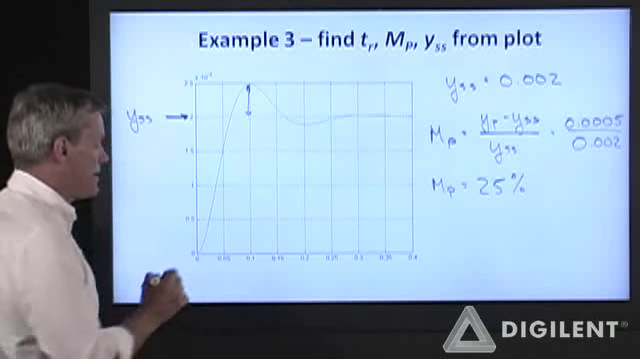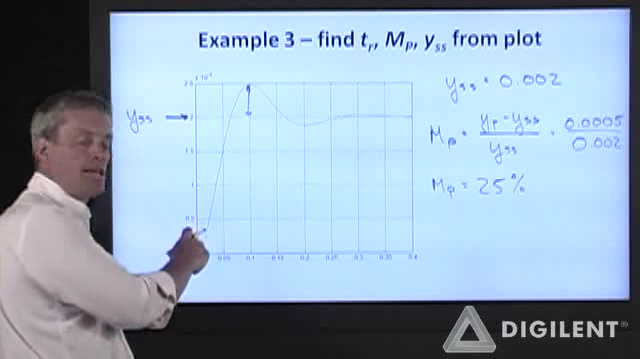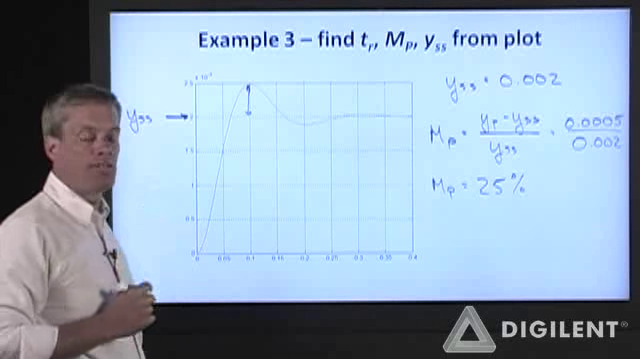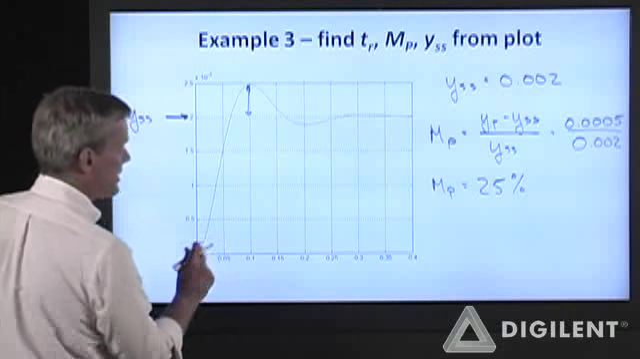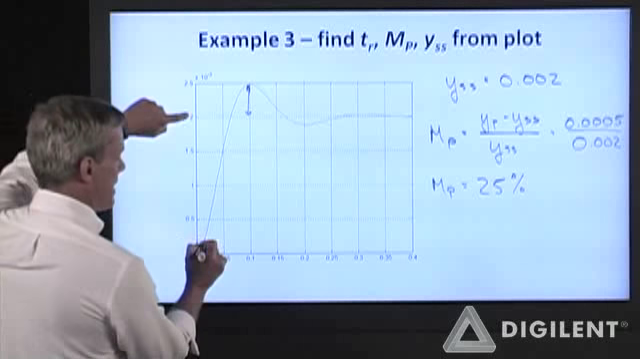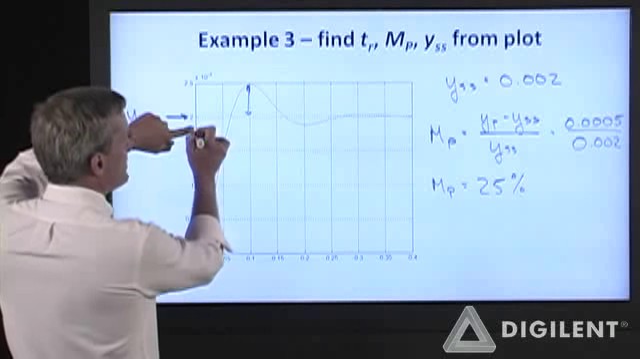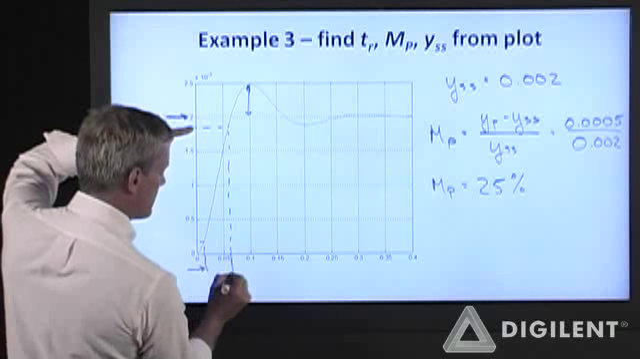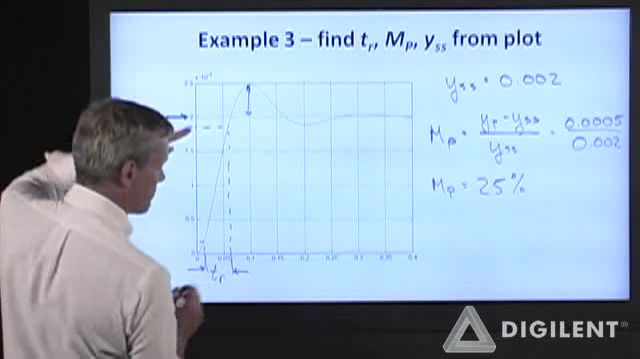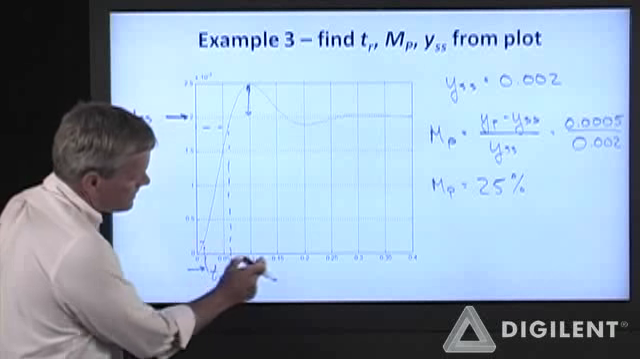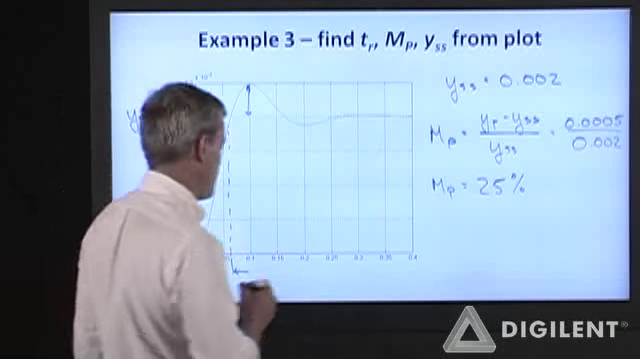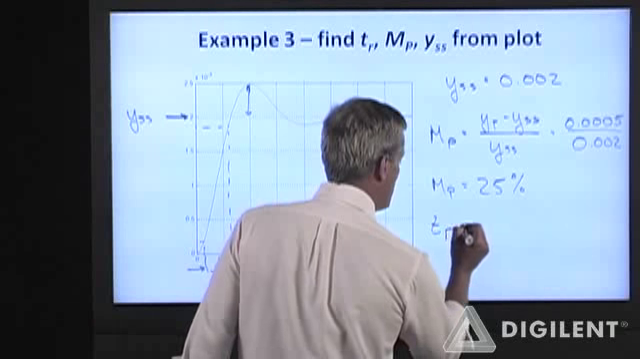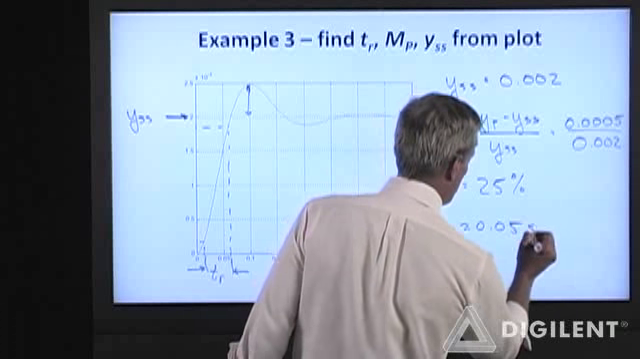Finally, the rise time is the time taken to get from 10% to 90% of the steady state response. 10% of the steady state response is about here. 90% of the steady state response is about here. So this horizontal distance is the rise time. This distance here is about 1 division, so the rise time T sub r is approximately 0.05 seconds.